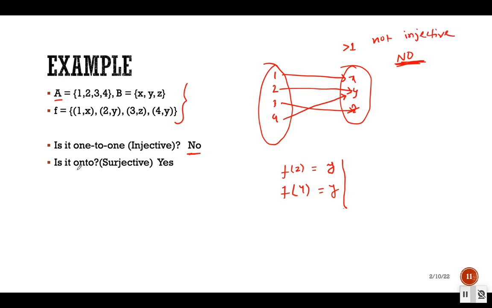Now, is it onto? Yes, there is an arrow for every element of B. There is an arrow for every element of B, so this one is onto, or surjective.